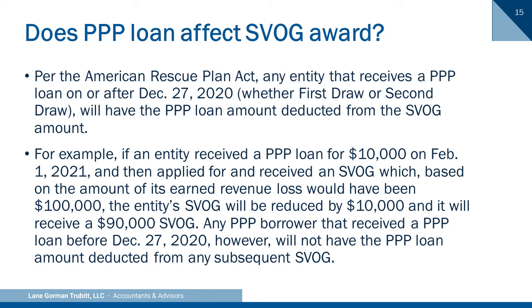As far as forgiveness, it has no bearing on your SVOG award. Whether it was fully forgiven or partially forgiven, it does not affect your SVOG grant award. It's how much you applied for and received. That's the amount that's going to be deducted from your SVOG award.